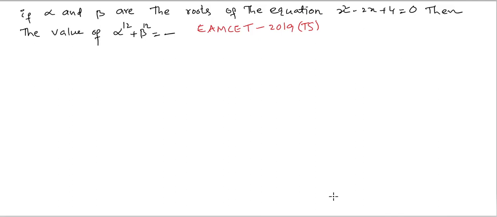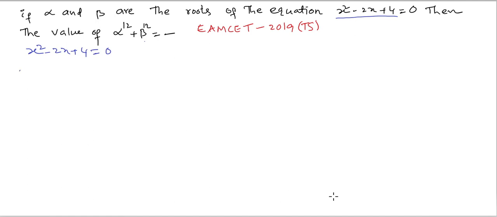If alpha and beta are the roots of the equation x square minus 2x plus 4 is equal to 0, find the value of alpha power 12 plus beta power 12. This is TSMCET 2019 question. Here the given quadratic equation is x square minus 2x plus 4 is equal to 0.